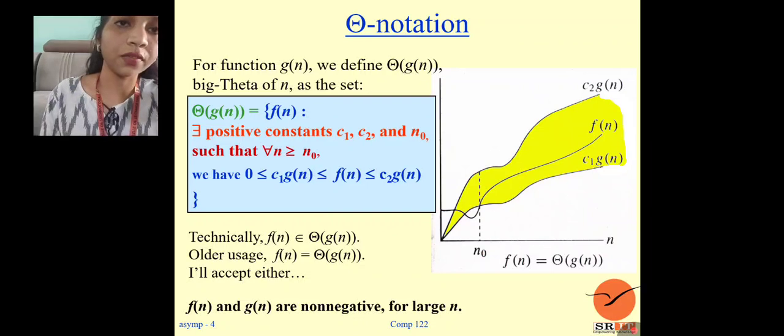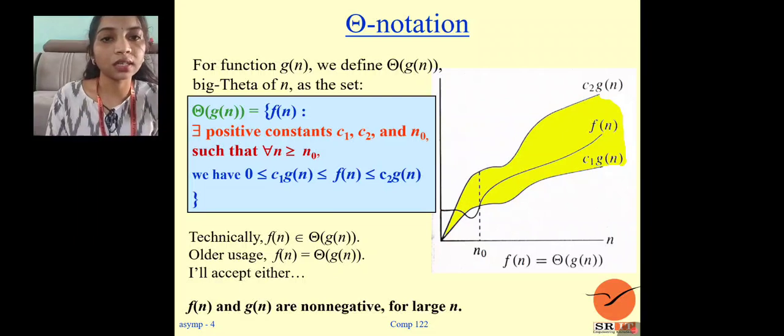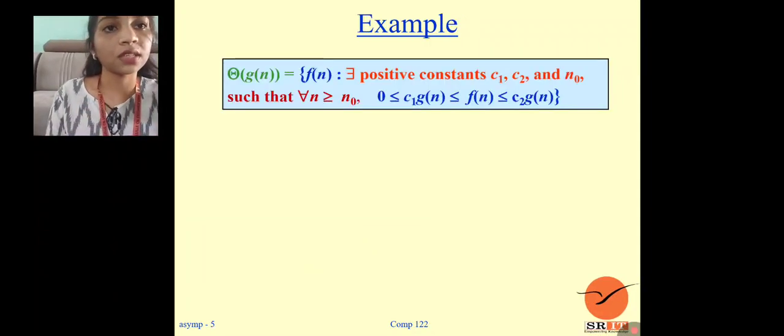For a function g of n, we define big theta of g of n as a set. Technically, f of n and g of n are non-negative for large n. This is an example.